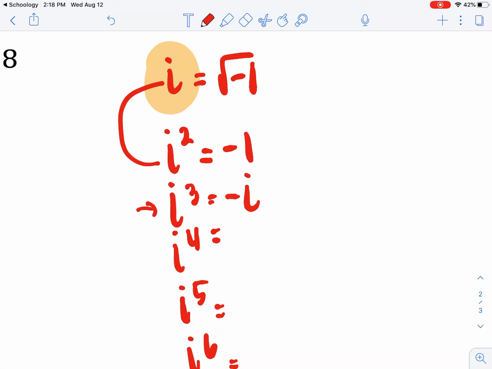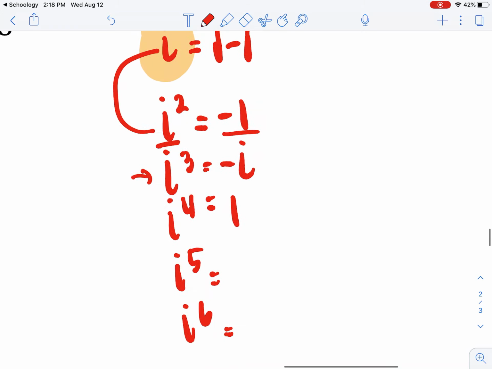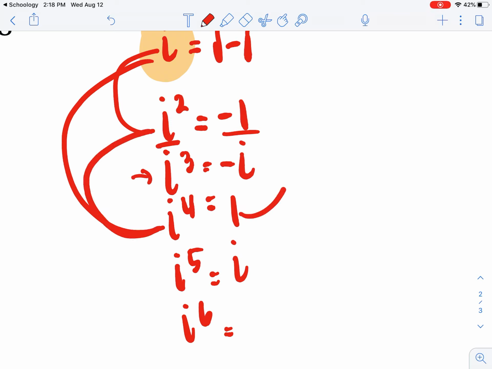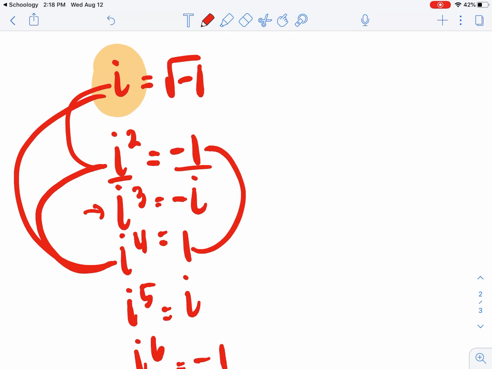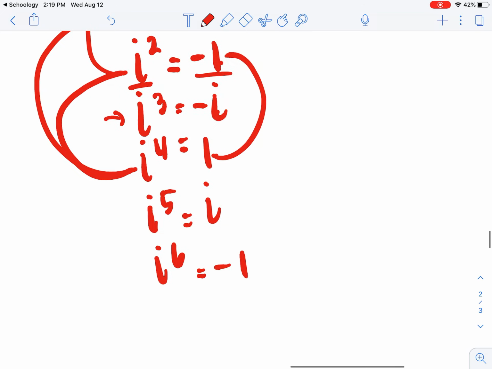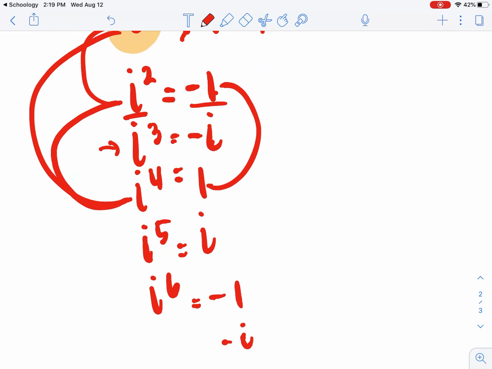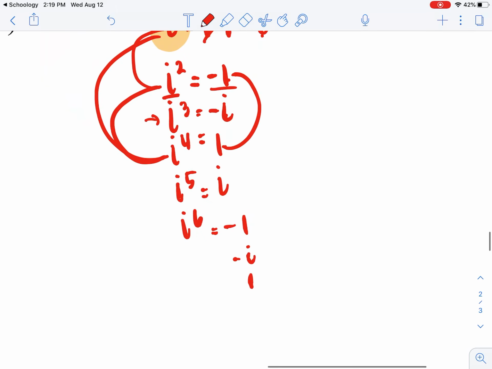i to the 4th is the same thing as i squared squared. So what's negative 1 squared? 1. i to the 5th is the same thing as i to the 4th times i. So what's 1 times i? i. i to the 6th is the same thing as i to the 4th times i squared, so it's 1 times negative 1, negative 1. And I could keep going on and on. If you notice the pattern here, it goes i, negative 1, negative i, 1. i, negative 1, negative i, 1.